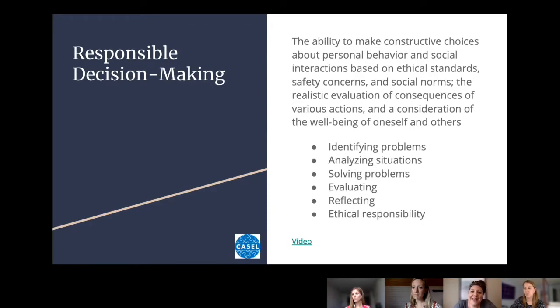Responsible decision-making is the ability to make constructive choices about personal behavior and social interactions based on ethical standards, safety concerns, and social norms. The realistic evaluation of consequences of various actions and a consideration for the well-being of oneself and others. Children can make responsible decisions by developing the ability to analyze a situation, understand its ethical implications, and evaluate the consequences. Parents and educators can help students learn to think through all parts of a problem and encourage them to make decisions on their own.